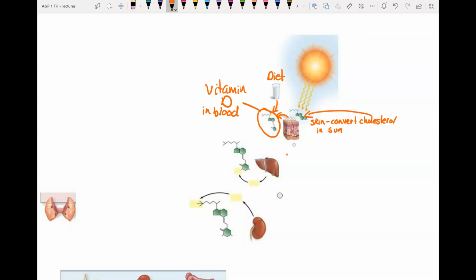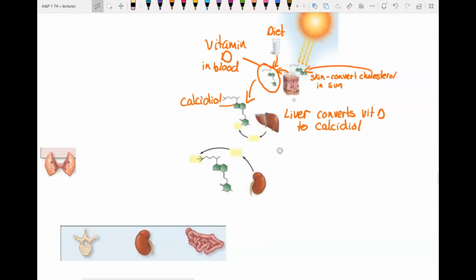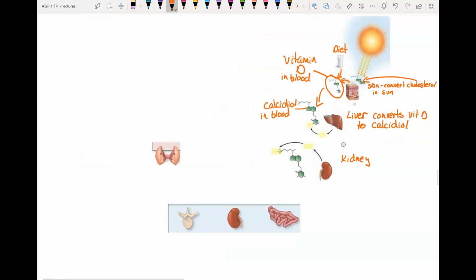As this vitamin D flows through your liver, your liver converts it to calcidiol. So this molecule is calcidiol. It used to be vitamin D. Then your blood's still flowing through your body. So now you have calcidiol in your blood, and your blood is going to flow through your kidneys. So now we have calcidiol in your kidney. Now we're going to pause there and we're going to come over to the other side of our story.